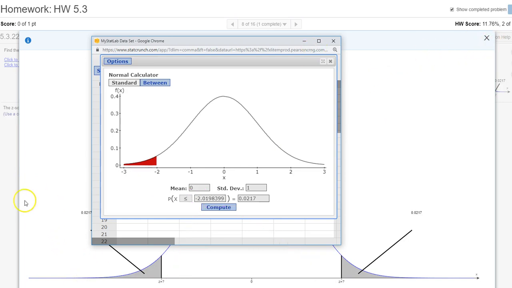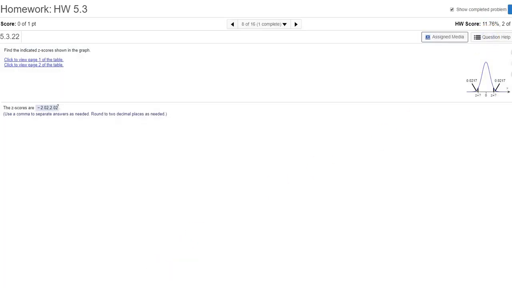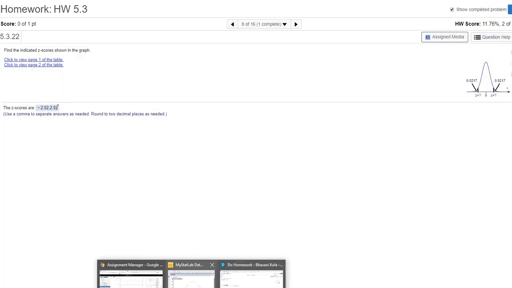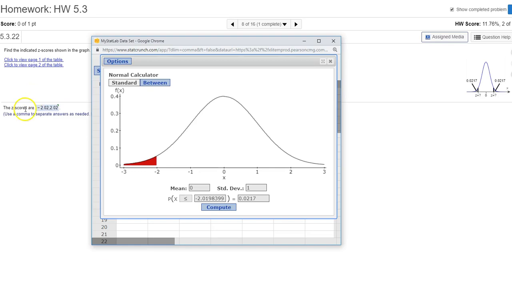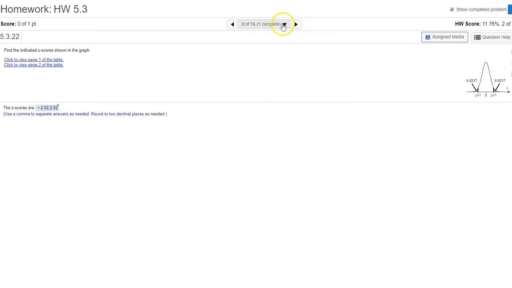All right. So I'm going to go ahead and close this and show you the z-scores. You see that? If one z-score is negative 2.02, the other one is automatically going to be positive. All right, moving on to problem number 10.